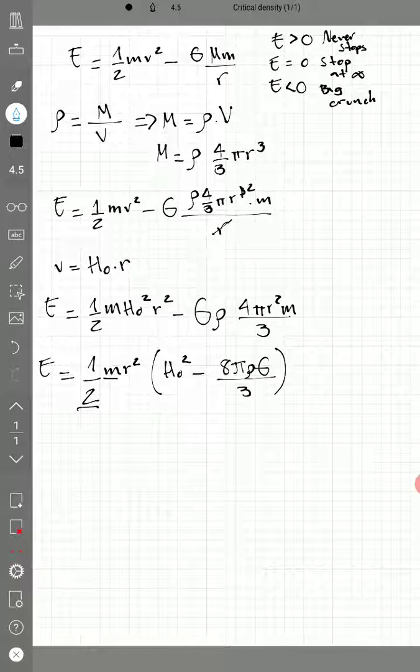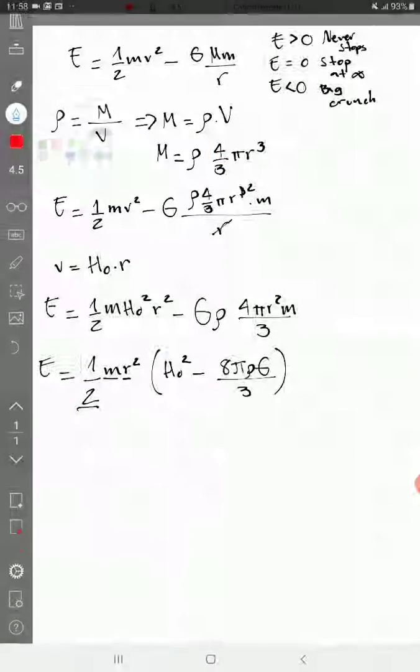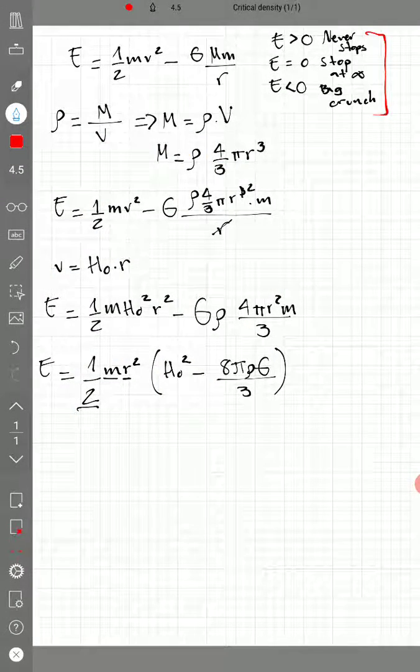So that mass obviously will not be 0. The distance, the radius, will not be 0. So if this whole equation... remember, we want to analyze these 3 conditions: never stops, stops at infinity, or we have a big crunch. And the critical case for that is when this becomes 0. So we can know whether this actually is 0 or not.